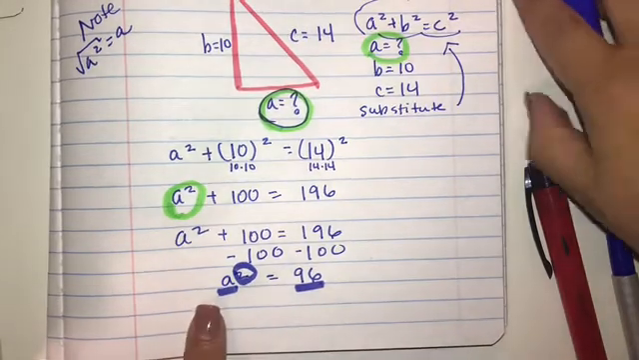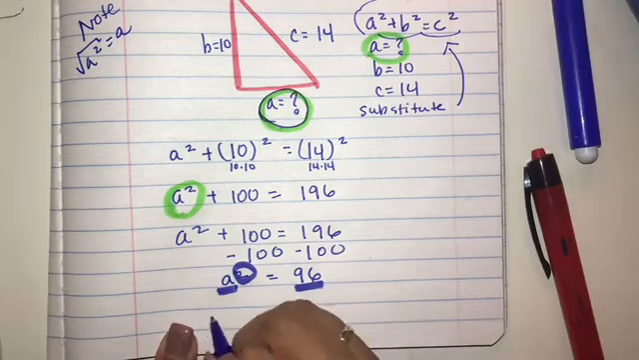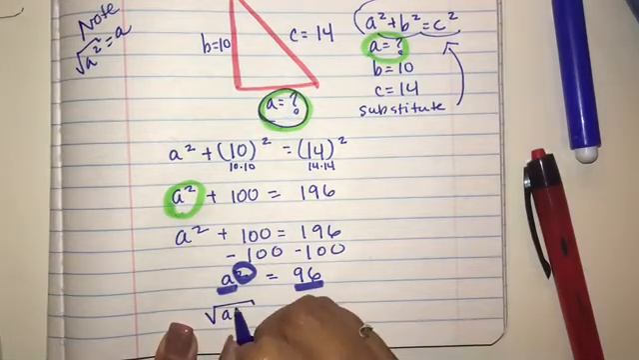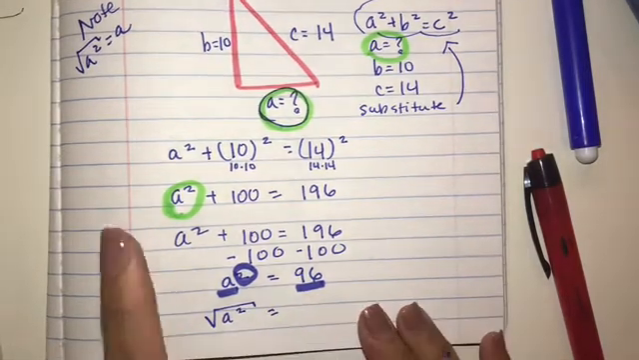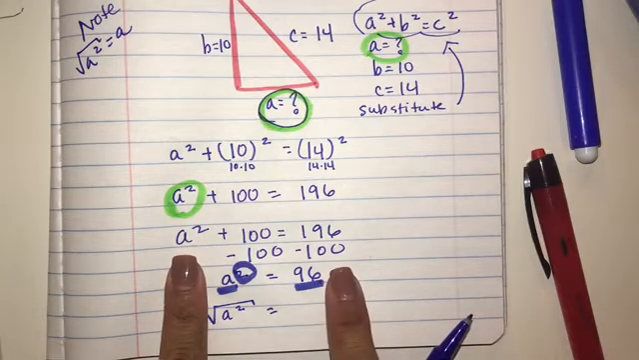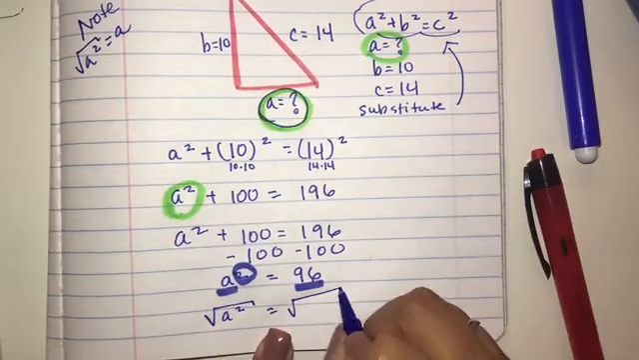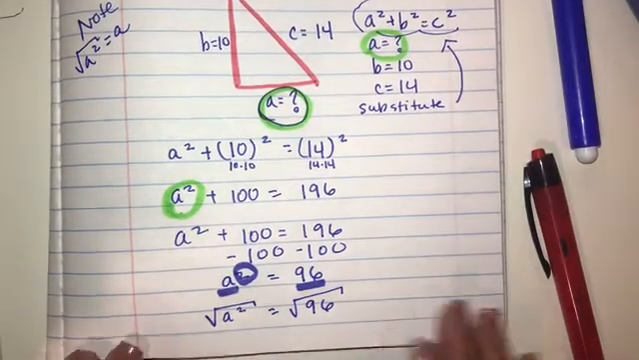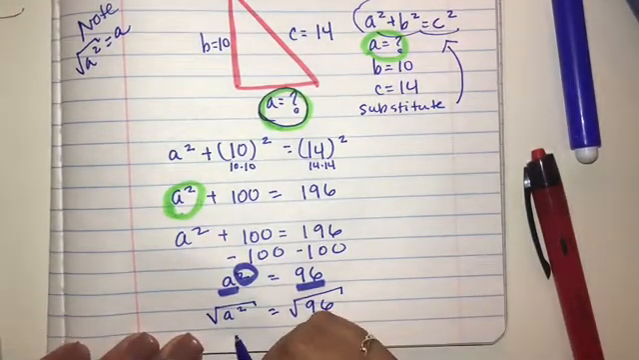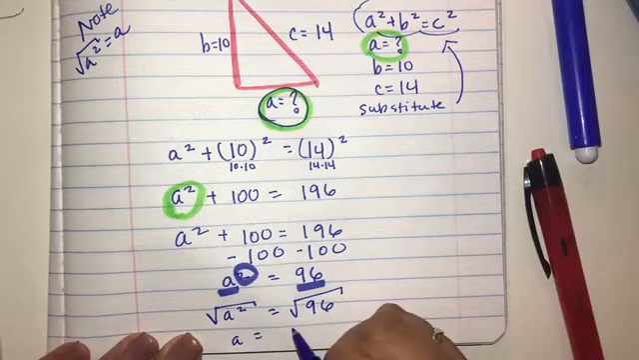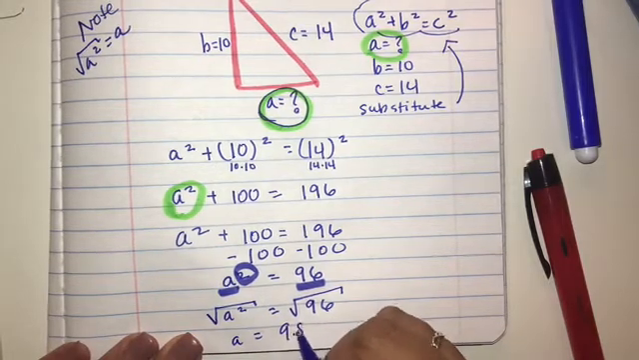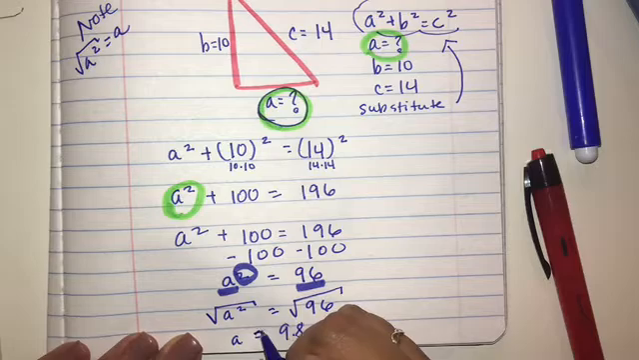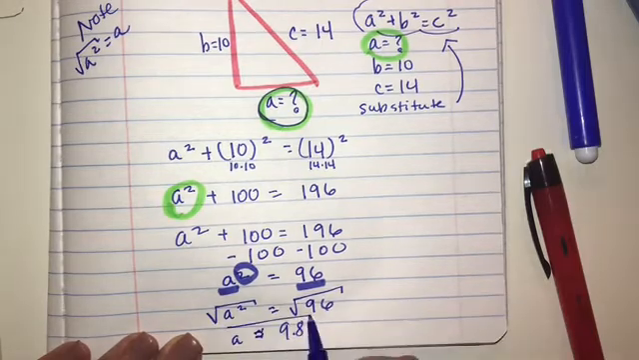Now it's here that I want to go ahead and get rid of the perfect square. To do that, you're going to need to take the square root of a squared. But remember, whatever you do to the left, you're going to have to do to the right. And you're going to take the square root of 96. In this case, it's all right to give me a decimal. A equals approximately 9.8. All right, see you in class.